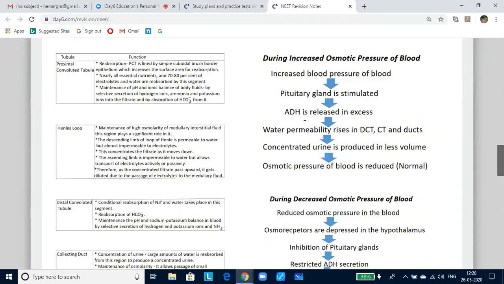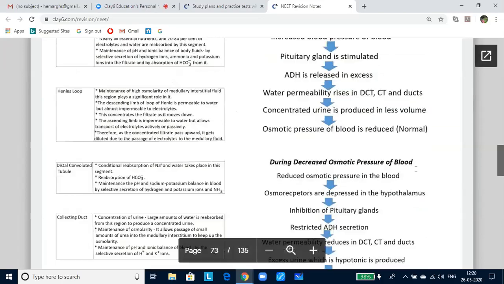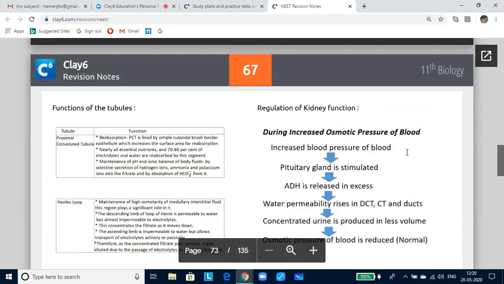Daily urine output in a normal adult is 1.5 to 1.8 liters. It consists of water to an extent of 95 to 96%. Urea will be to an extent of 2%, and salt as sodium chloride will be about 2%, and other substances like uric acid, creatinine, etc. are 0.4%. Now let us look into the regulation of kidney function.